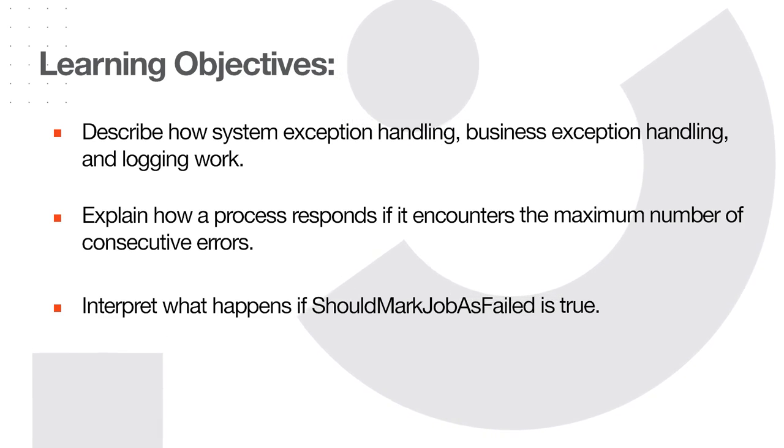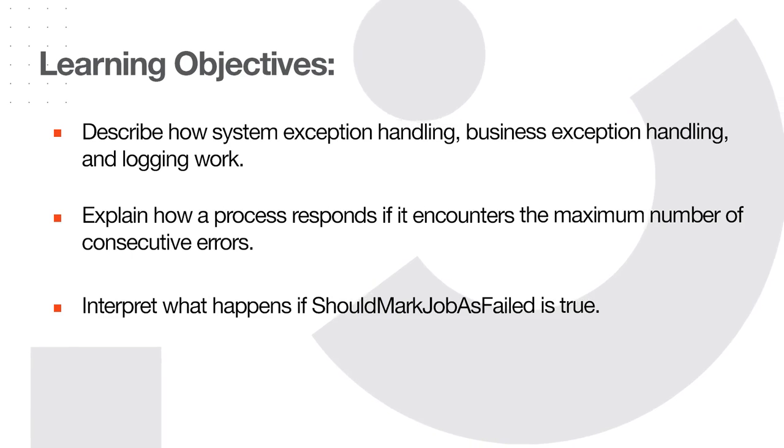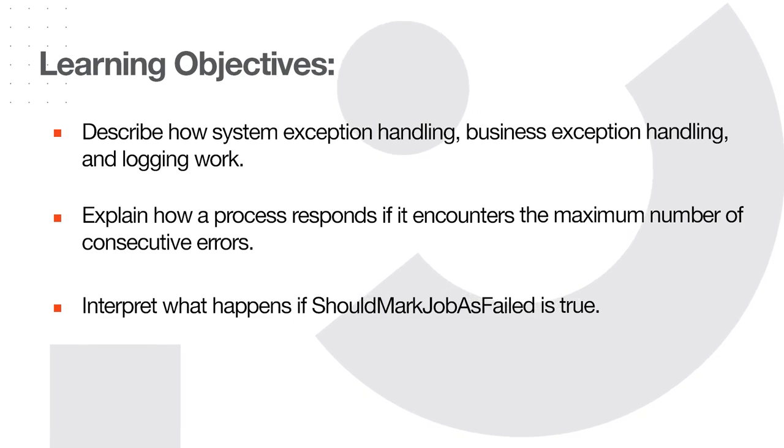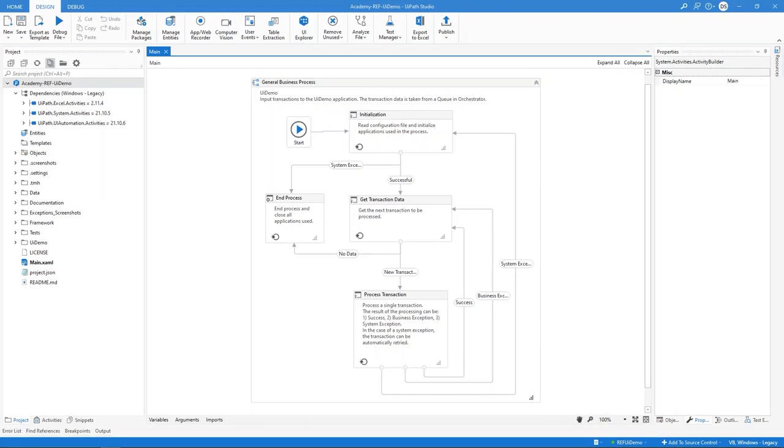Automated processes running in production rely on the execution log to evaluate processing results and diagnose issues. We'll also learn how to check the results in Orchestrator. Okay, so how do we generate the exceptions?